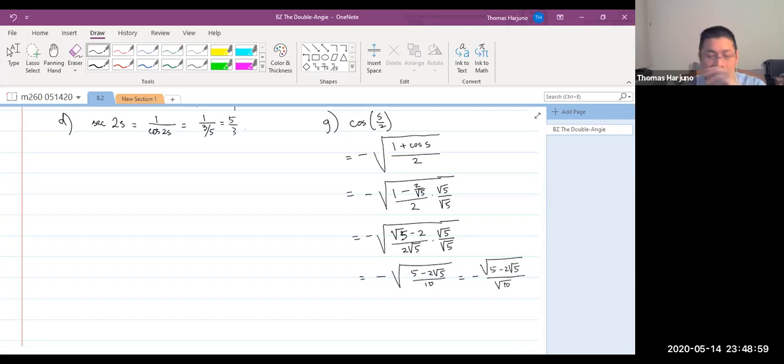Okay, you actually have that situation. Then to get rid of that radical 10, rationalize that radical 10 at the bottom, I multiply by radical 10 over radical 10, and that gives me square root of 50 minus 20 square root of 5, like that.